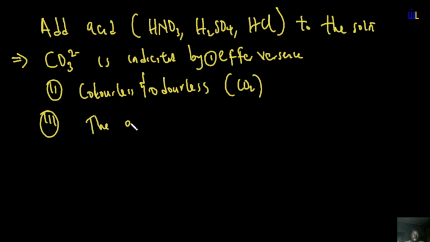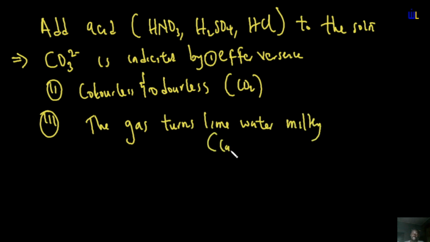So the gas produced turns lime water milky. When I say lime water, I'm talking about calcium hydroxide solution. So you have that in mind. Now, what do we have here? If I want to test for a carbonate salt, what I use is an acid.